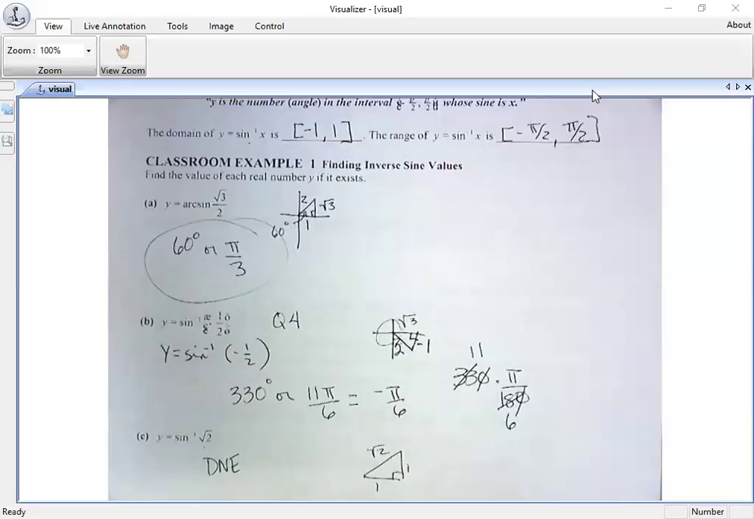So -11 pi over 6? No, it would be a positive 11 pi over 6 if I'm going with a positive rotation. If I go with a negative rotation, then it's only negative pi over 6. Okay? All right, we're going to stop there. We're out of time.